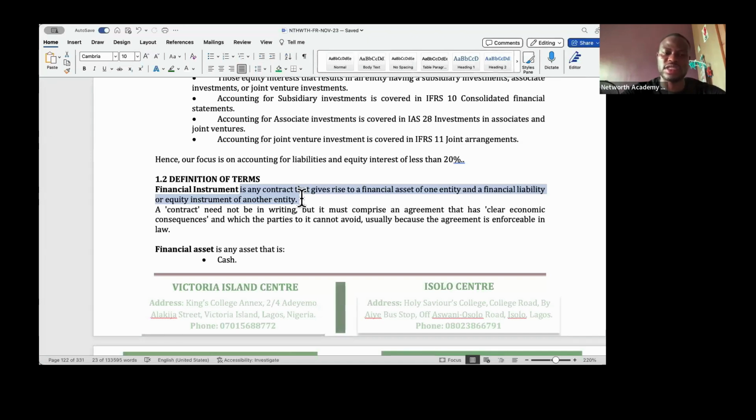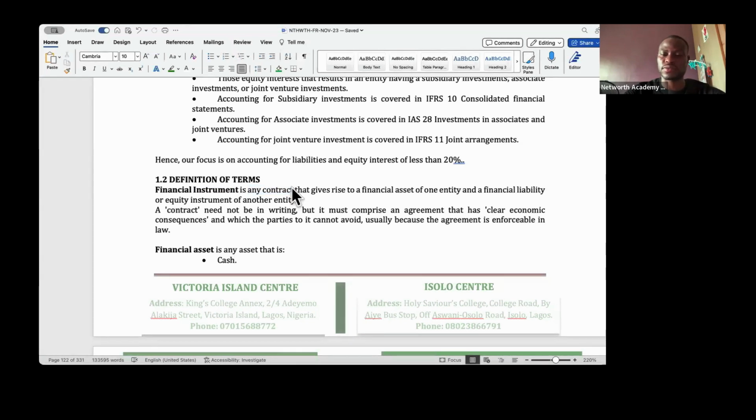Now, let's understand this definition. In understanding this definition, there are three elements here. One is a contract. The second is financial assets of one entity, and the third is financial liability or equity instrument of another entity. Now, let's pick them one by one. For us to have a financial instrument, there has to be a contract, because a financial instrument itself is a contract.